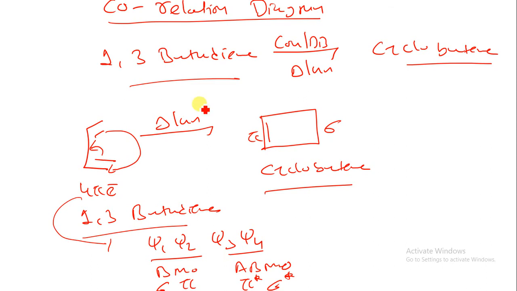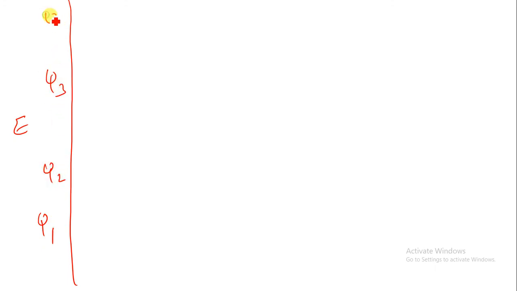For 1,3-butadiene you have to draw 2 diagrams. First we will draw the conrotatory rotation, then after that the disrotatory rotation. Now let us understand the con. Let us start with the conrotatory rotation. Here I am drawing the energy diagram, that is E, then psi 1, psi 2, psi 3 and psi 4. What I have to do is just put this thing over here.